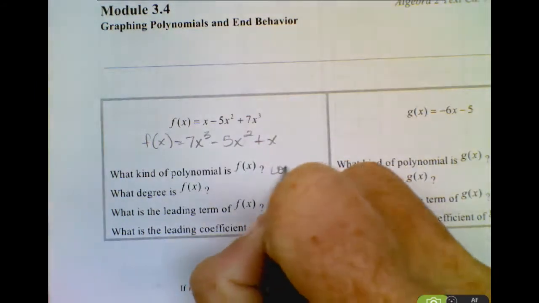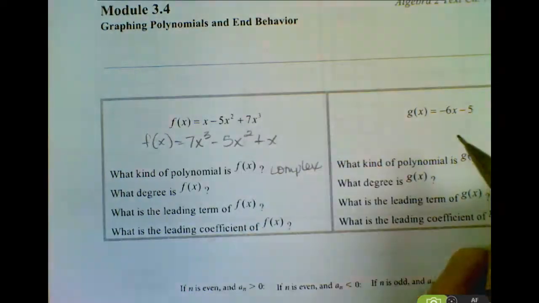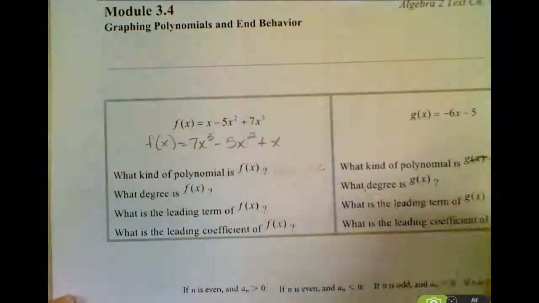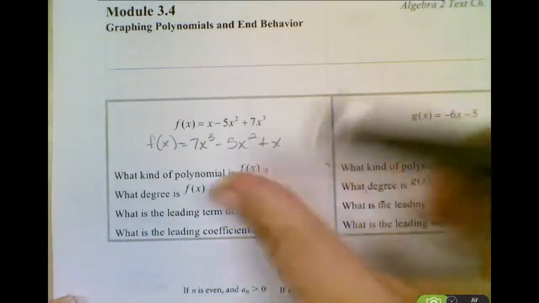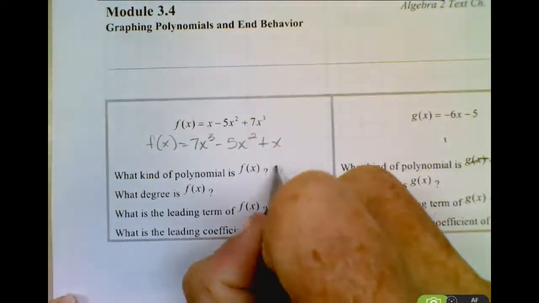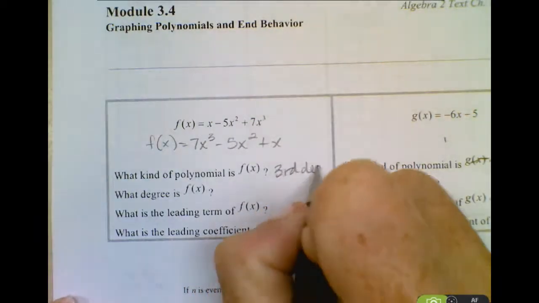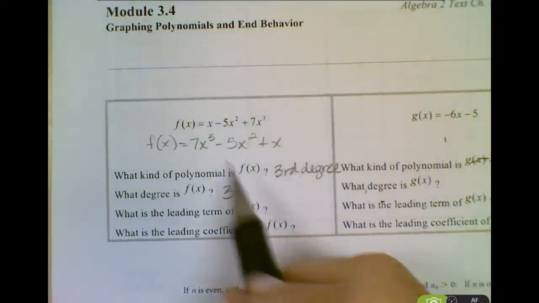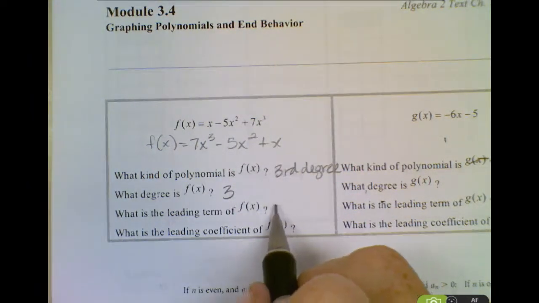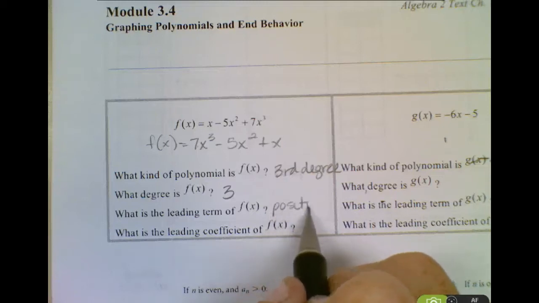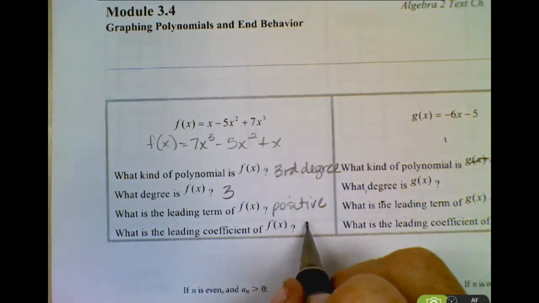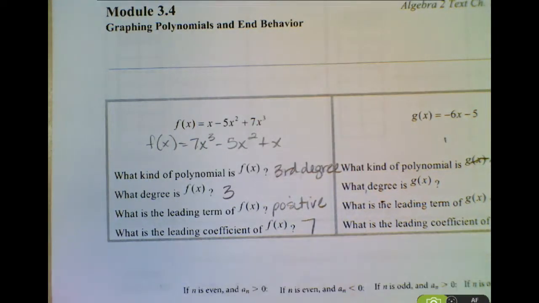That's a polynomial. We have more than one factor. Actually, let's not use the word complex because that might confuse it with our complex number review that we just did. That's going to be a third degree polynomial. It has a degree of 3. The leading term is positive 7, so that's positive. We don't really worry what the number is, just whether it's positive or negative. The leading coefficient of f of x is 7.